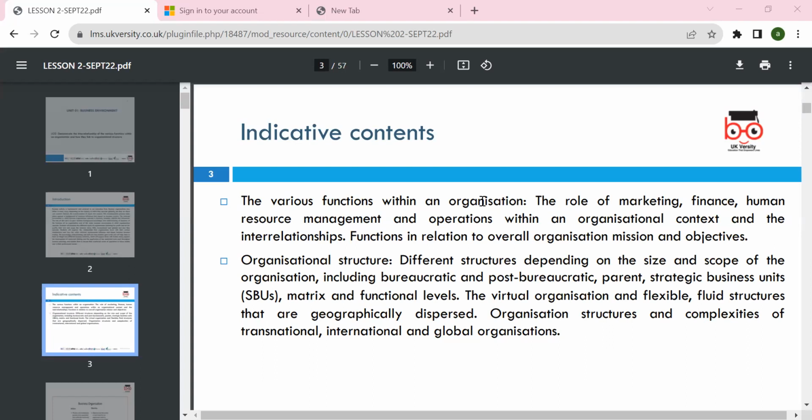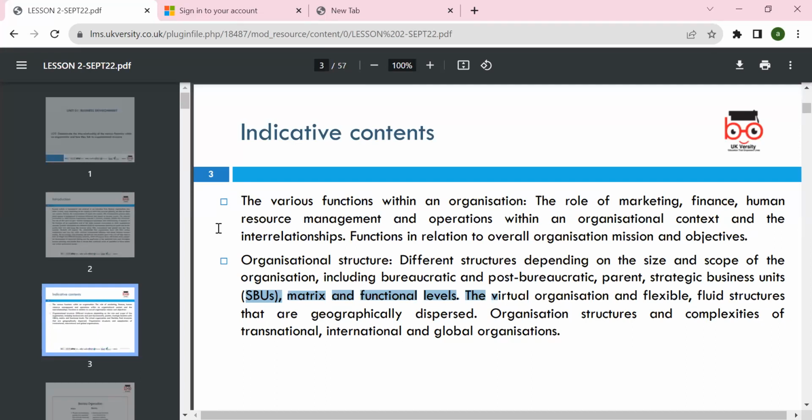So we have finance, human resource, marketing, and operations, and we look at the interrelationship between each department. We have the mission of the organization and we have an objective. Mission is why they are in business, and objective is what they want to achieve. Organization structure differs depending upon the size of the organization. We'll look at bureaucratic and post-bureaucratic, parent company, subsidiary company, SBU (strategic business unit), matrix, and various other organization structures, which help represent and draw the culture of the organization.